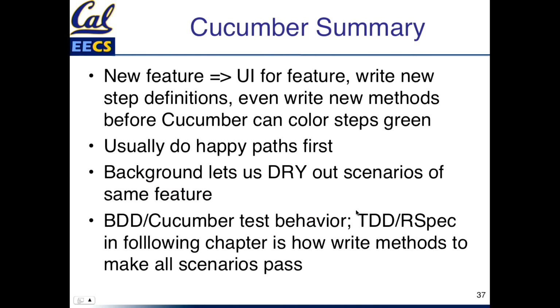So summarizing Cucumber, it's this amazing thing. I just can't believe it. When we go around and give talks about this, I was just at the University of Washington last week, I think of it as a magic trick. I show them the 3x5 cards and it turns into acceptance tests. It brings all these things together that you know. It colors steps green. Like I said, usually you do the happy paths first, and we do this iteratively with BDD and TDD, as you'll see. And it lets us DRY out these scenarios with the background.